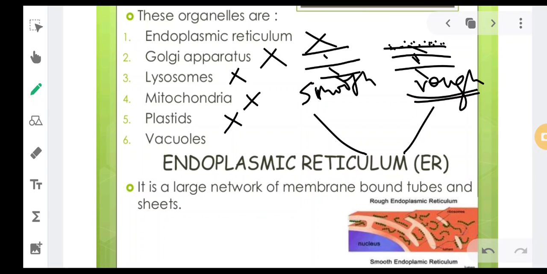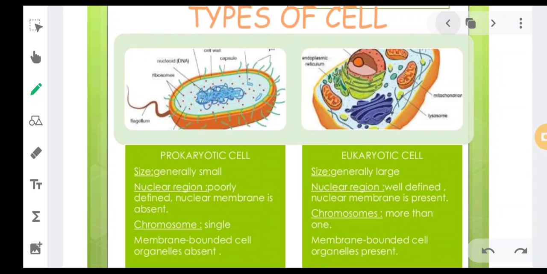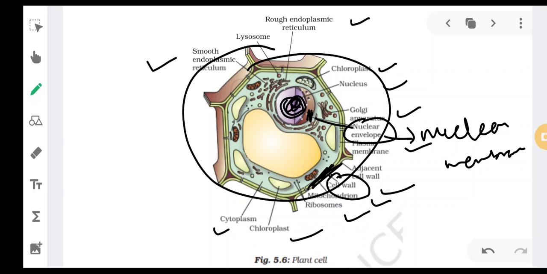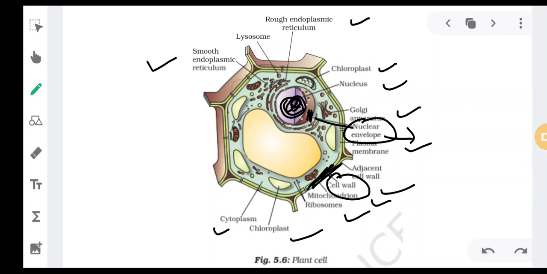Have you seen any type of puzzle? Those puzzles used to come, like bhul bhulaiya and all. Like that, this endoplasmic reticulum is there inside the cell. As you can see over here, this is generally the endoplasmic reticulum. It is a type of bhul bhulaiya sort of a thing which is covering the nucleus.